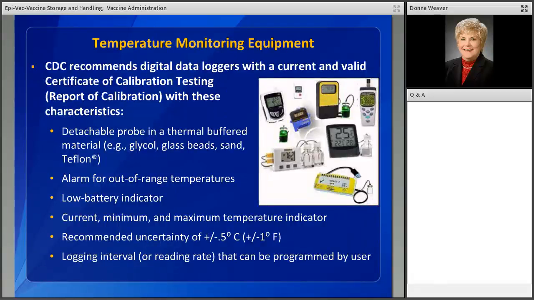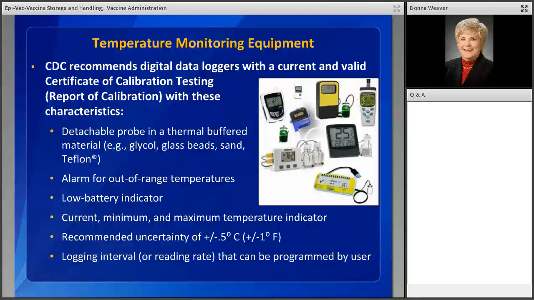For monitoring the temperature in your storage unit, CDC recommends using continuous temperature monitoring devices that have a current valid certificate of calibration testing. This is also sometimes called a report of calibration. This certificate is required for providers who have VFC vaccines or other vaccines purchased with public funds. Calibration testing should be done every 1 to 2 years or according to the manufacturer's recommendation to ensure that the device is continuing to record accurate temperatures.